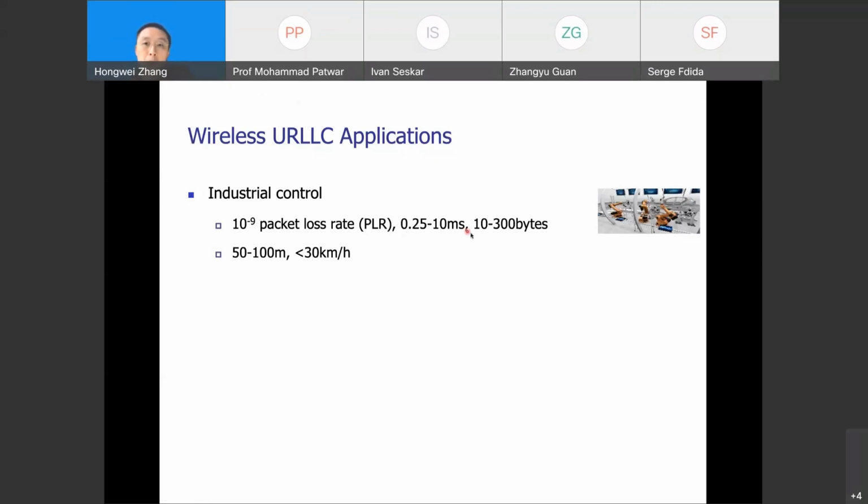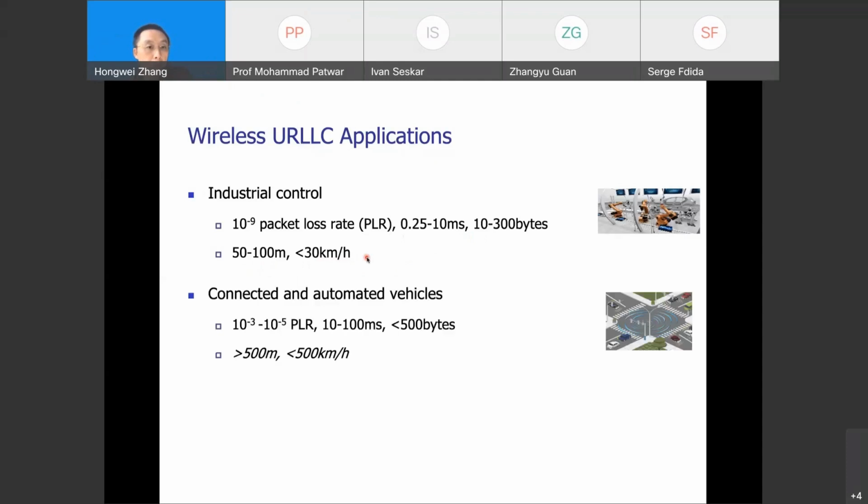And then the packets tend to be short in general, as far as control is concerned. And the communication range is actually a little bit small, within the cell or floor and so on. And the mobility tends to be low too. So that's in the industrial setting.